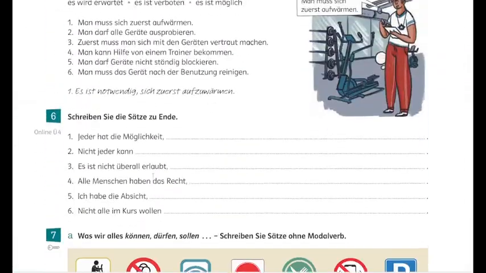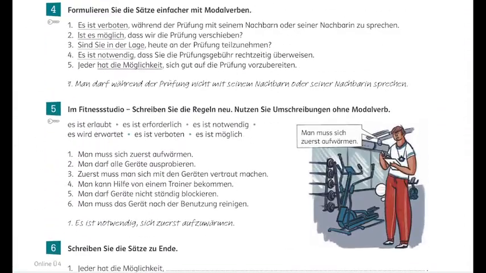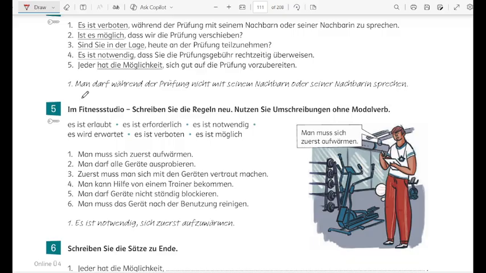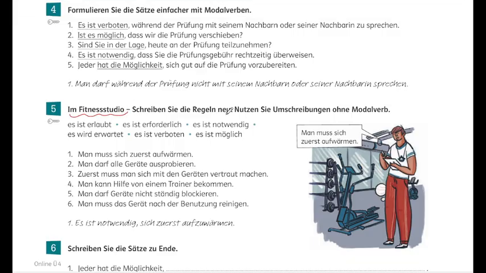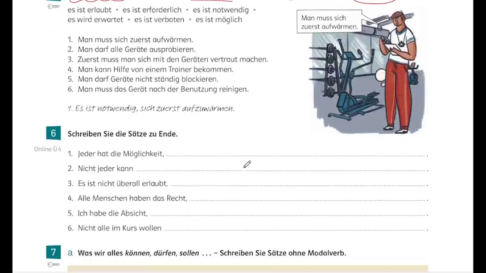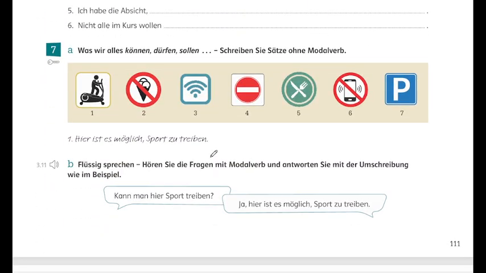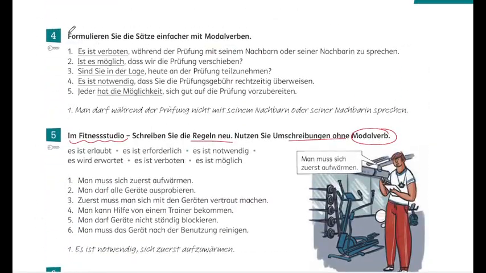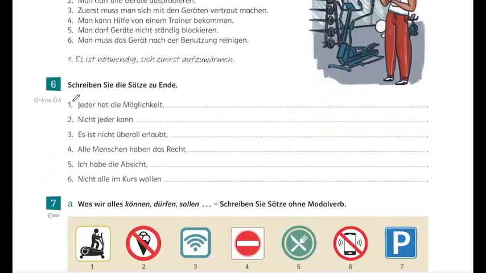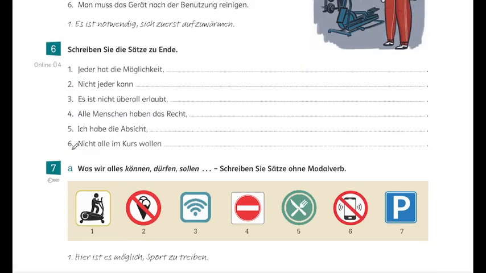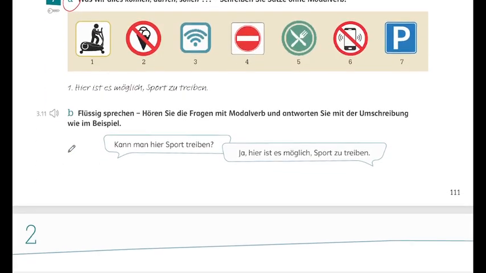I think we are okay. I think this exercise we had already done. Okay. Im Fitnessstudio: Schreiben Sie die Regeln neu, nutzen Sie Umschreibungen ohne Modalverb. Okay, so the rest of these exercises we will do in the next session because I don't want to elongate the sessions beyond 30 minutes.